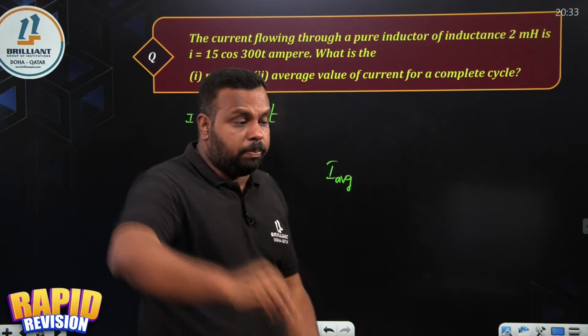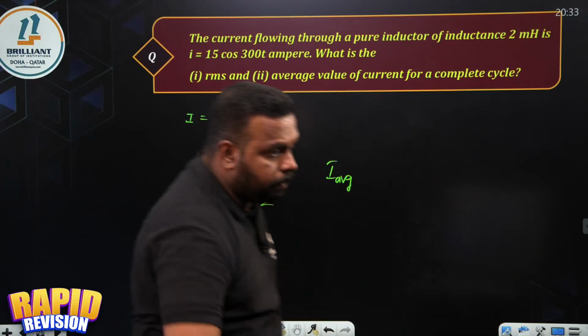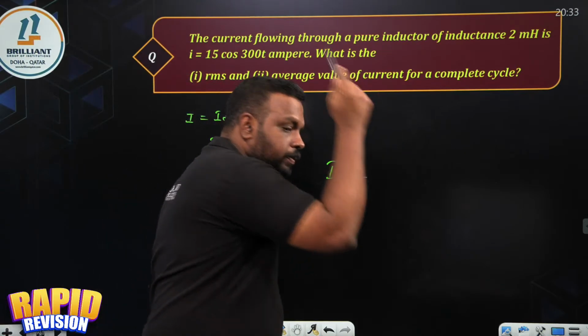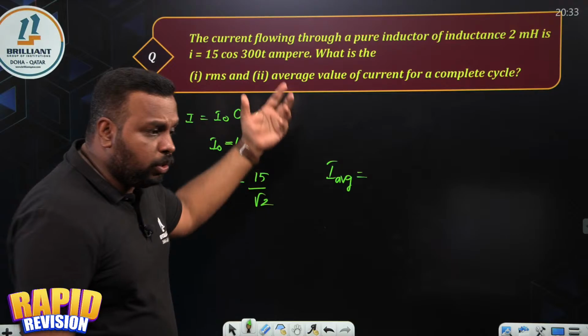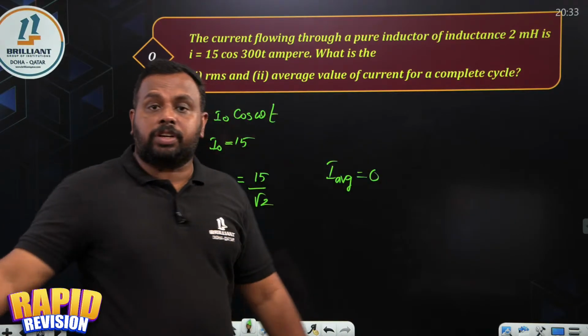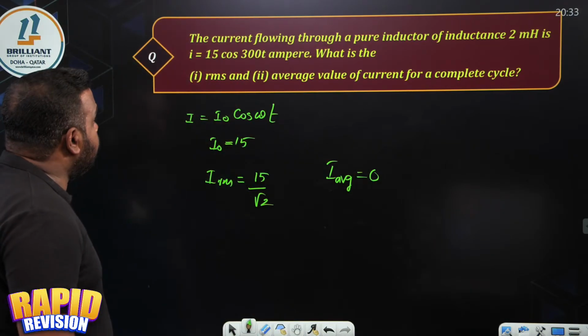Remember here in this question, please don't make a mistake. They are asking the average value over a complete cycle. What is the answer for this? Yes, it is 0. Average value over a complete cycle is 0. Right. Going to the next question. It's an easy one.